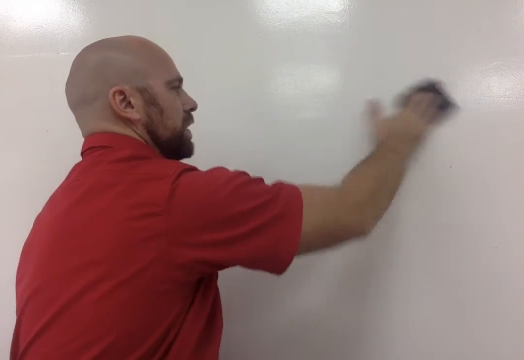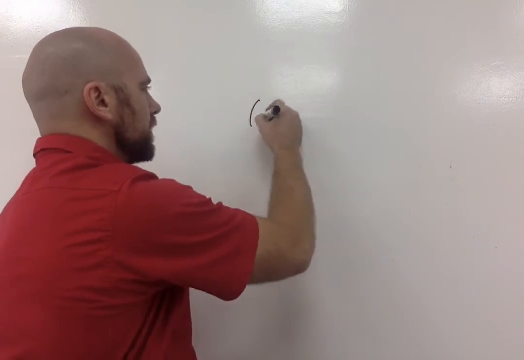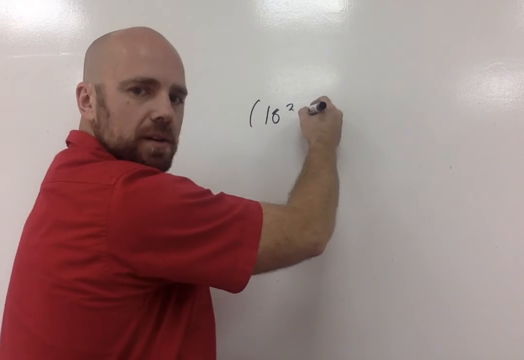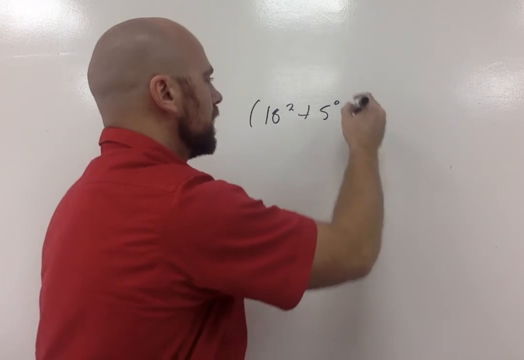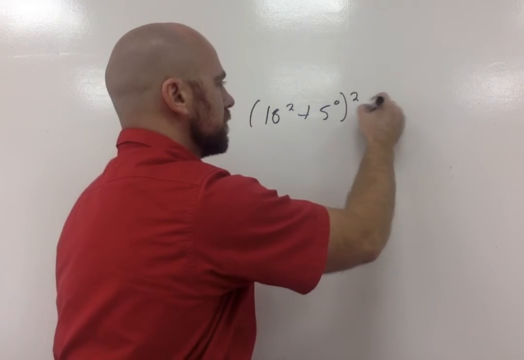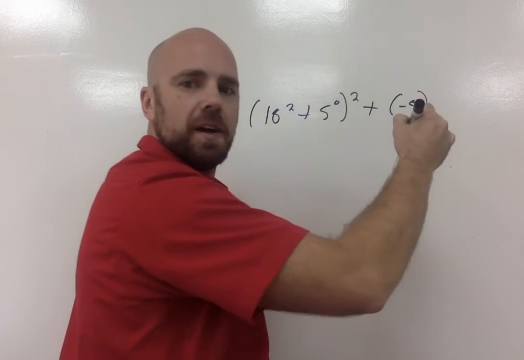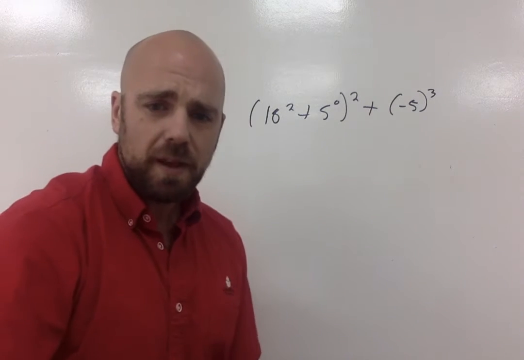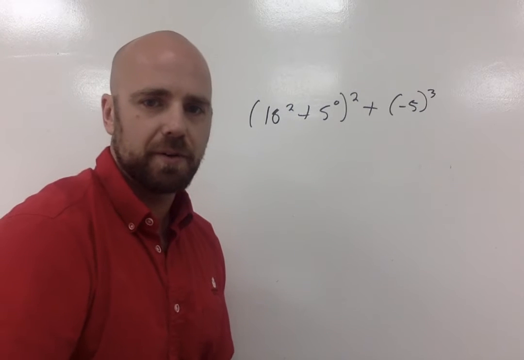As I write it on the board, feel free to pause the video and try it out. So here we've got 18 squared plus 5 to the power of 0. All of that's going to be squared plus negative 5, and we'll cube that. Give that a try, and then we'll come back to it right away.